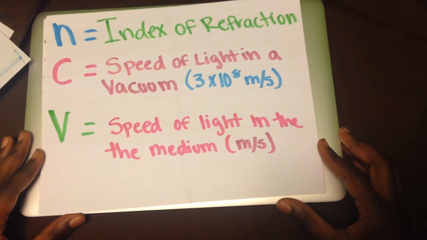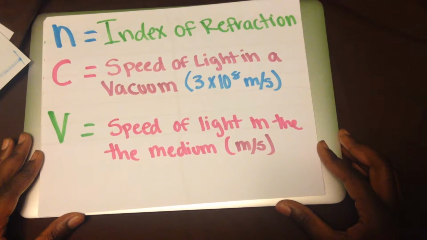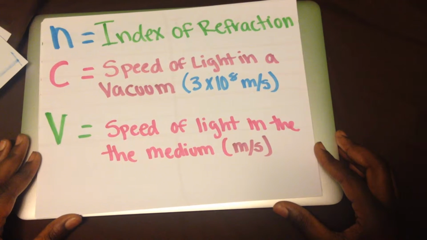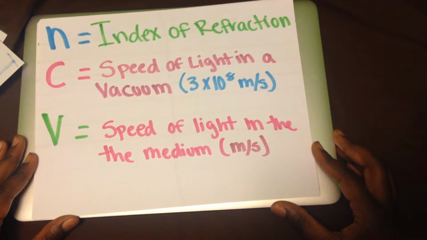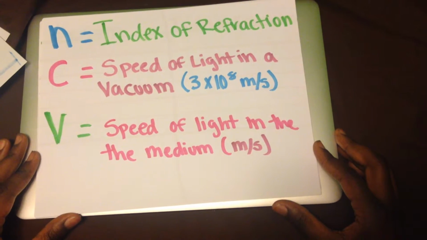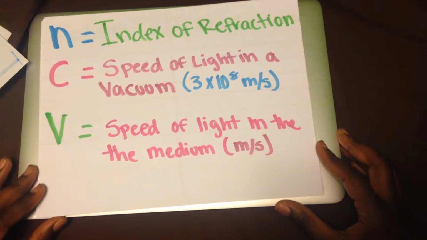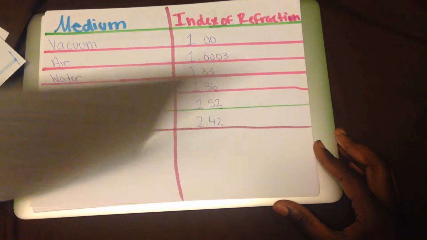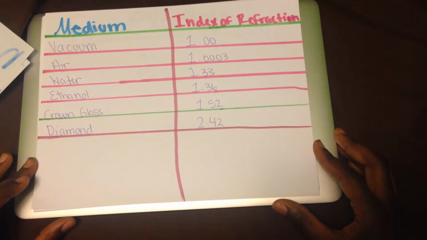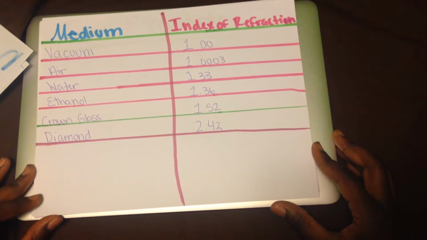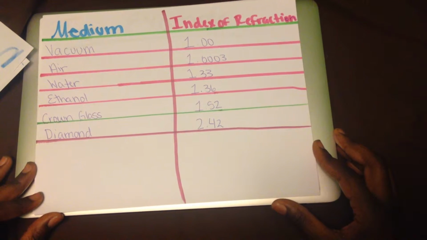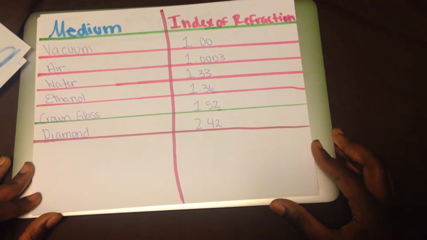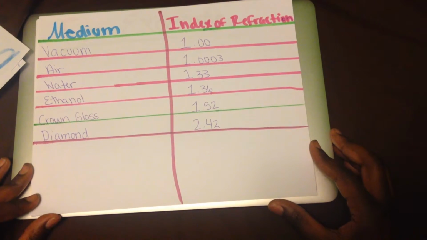As you can see here, we're going to define the variables. n equals the index of refraction, c equals the speed of light in a vacuum, which is 3 times 10 to the 8th meters per second, and v equals the speed of light in the medium, with units of meters per second. Here are some common mediums with their index of refraction. The most commonly used mediums are air, which has an index of refraction of 1.003 or 1, and water with an index of refraction of 1.33.